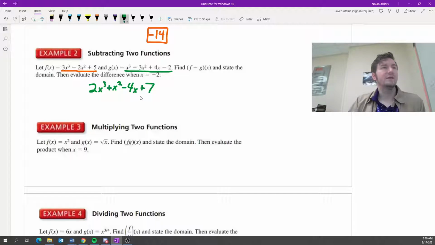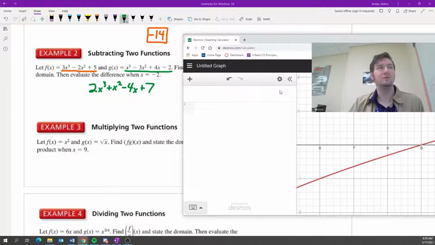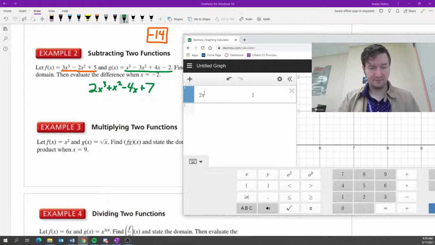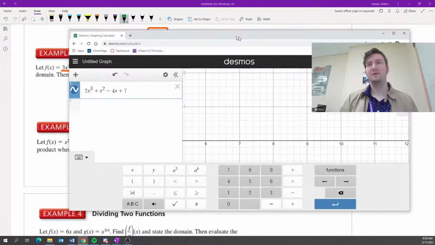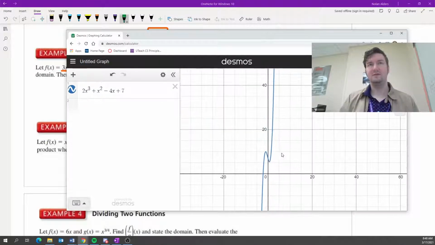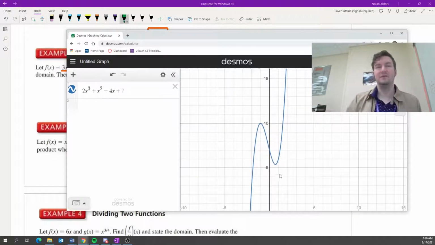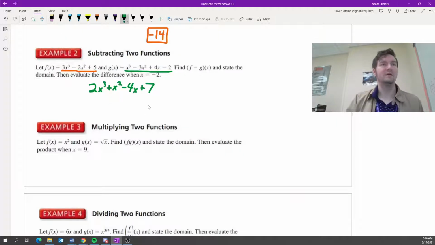As far as domain goes, I'm thinking that it's going to be all real numbers. Again, guys, you can always use Desmos or any graphing calculator to justify that. So 2x cubed plus x squared plus 7, and we can see what our function is going to look like here. We can see it does go to the right and to the left forever, very slowly, but it does. It doesn't end anywhere, so all real numbers is going to be our domain.